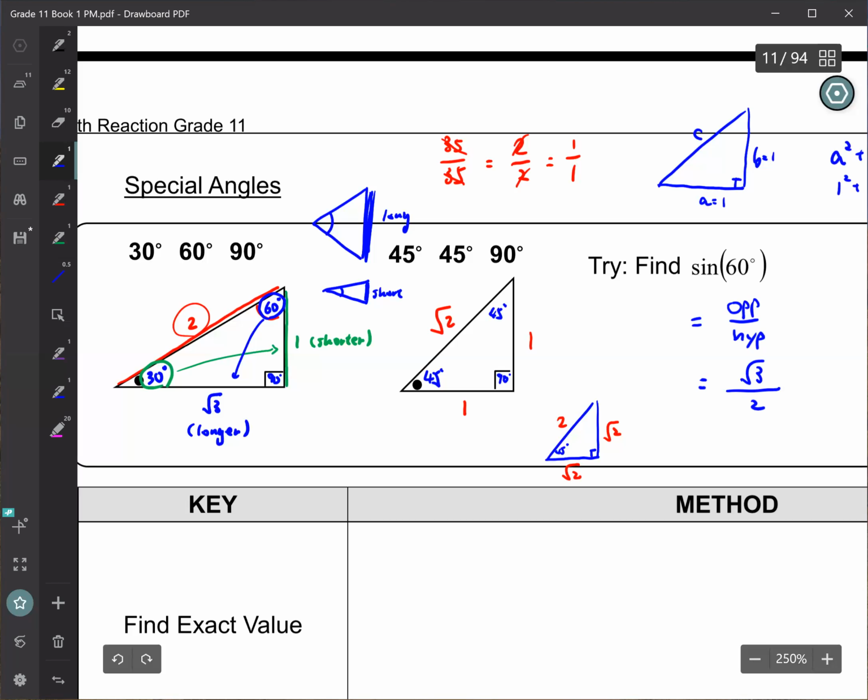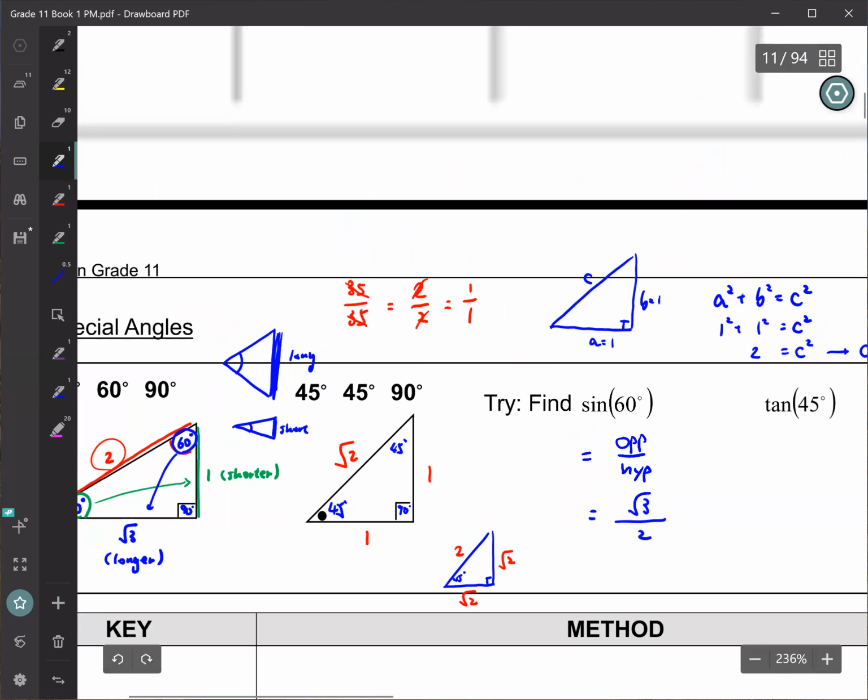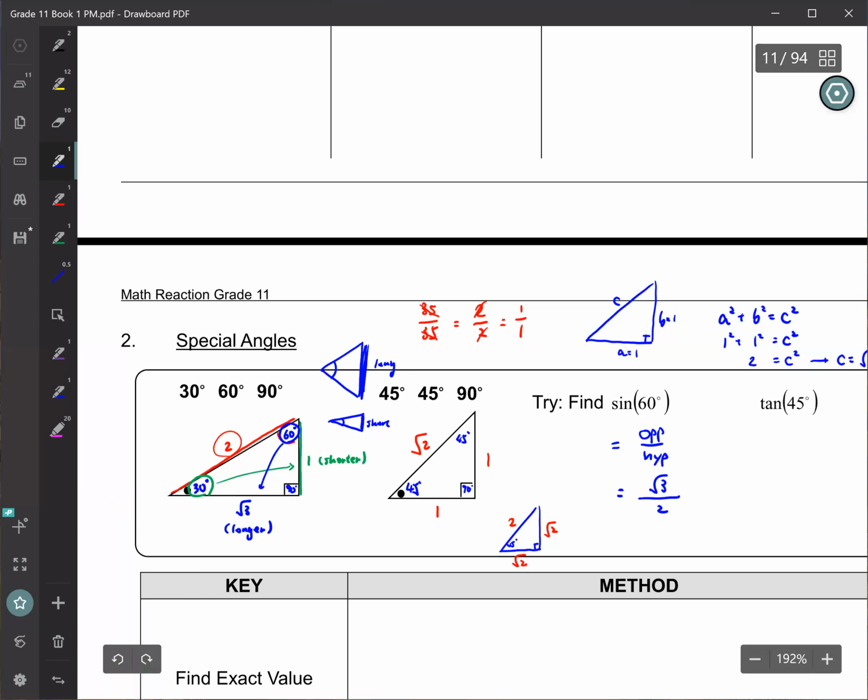Yeah, perfect. Okay. So if you look from 30-degree, it will be different. If it's from 30-degree, it will be 1 over 2. But the question is 60-degree. So you use root 3 over 2.